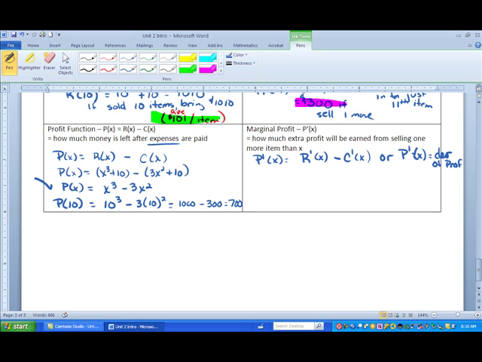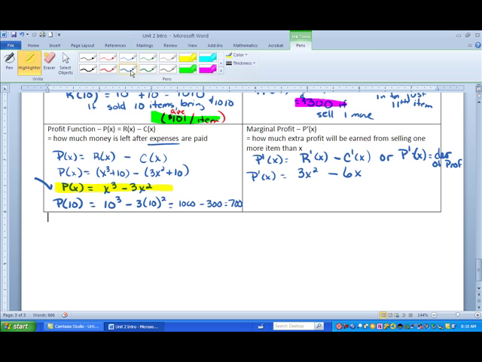Okay, so we can do it either way. So for the marginal revenue, our marginal revenue was 3x squared. Our marginal cost was 6x. And we can either get that from going up above and pulling it, or we can take the derivative of what I just highlighted in yellow, the x cubed minus 3x squared. So you have two ways that you can find marginal profit.